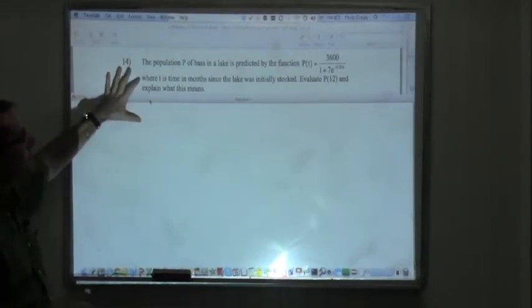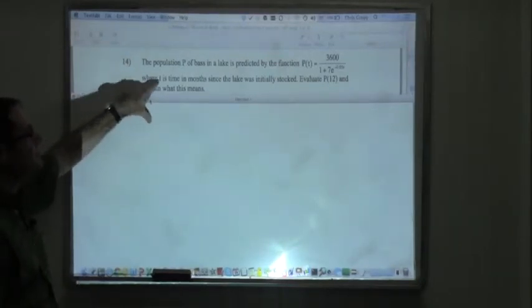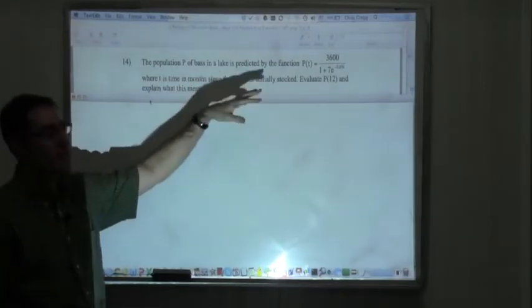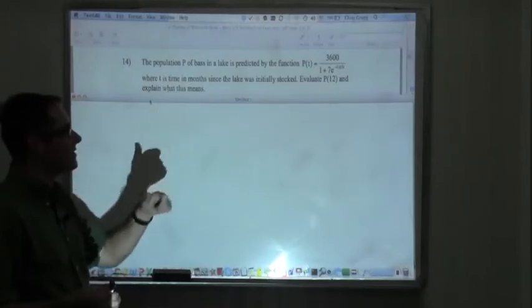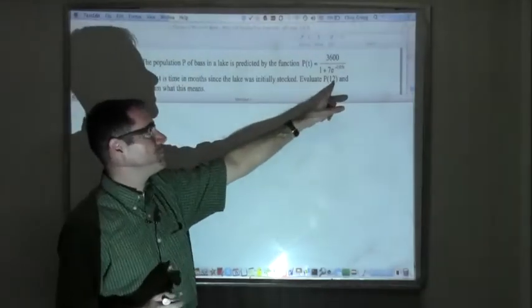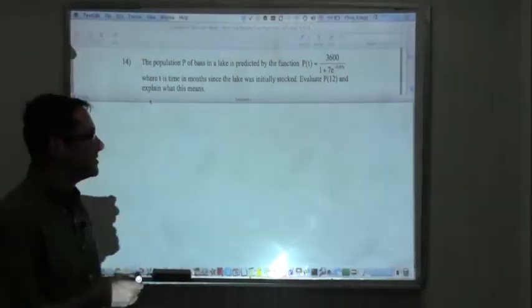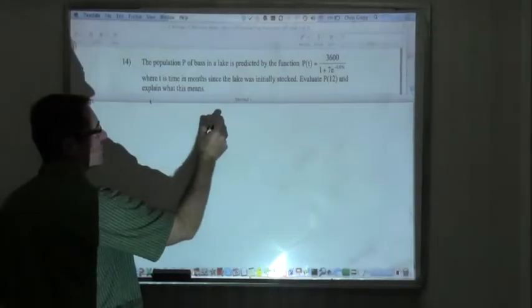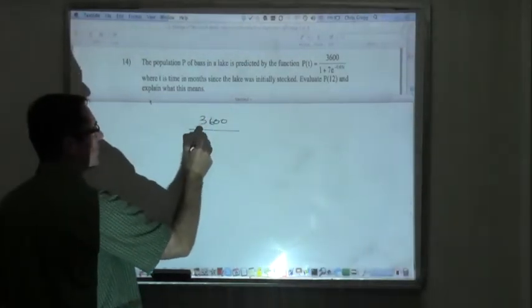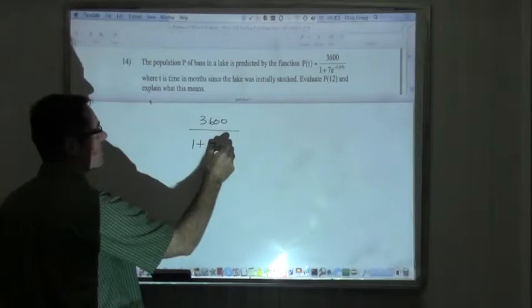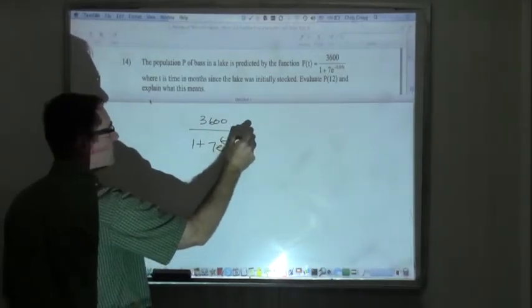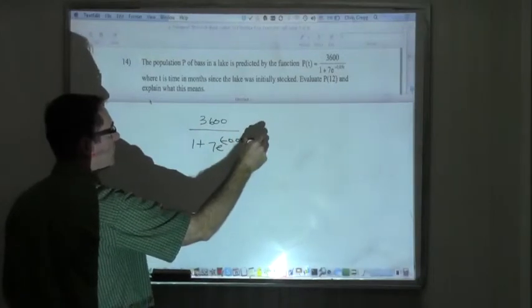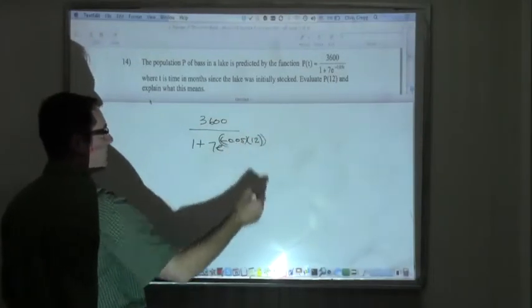A lot of times they will ask you a question like this. They'll say, T is the time in years since some date, and you'll have to do a subtraction to get the actual number for T, or number of X. In this case, it just says, what's P of 12? So we just plug in 12. 3600 divided by 1 plus 7e to the negative 0.05 times 12. And then that whole thing is going to be in parentheses, by the way.